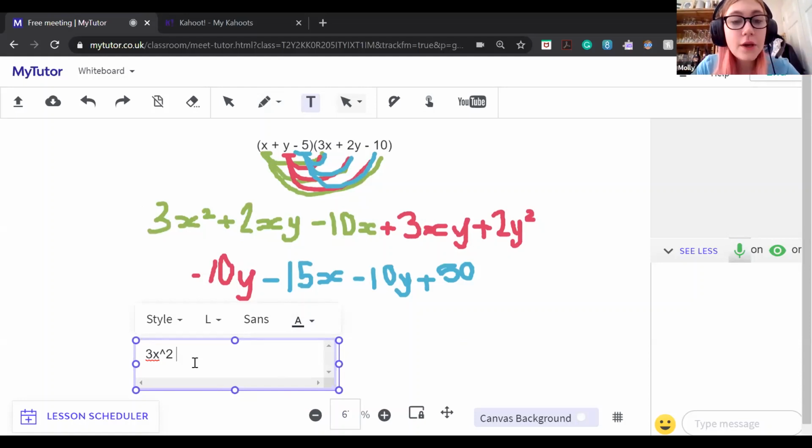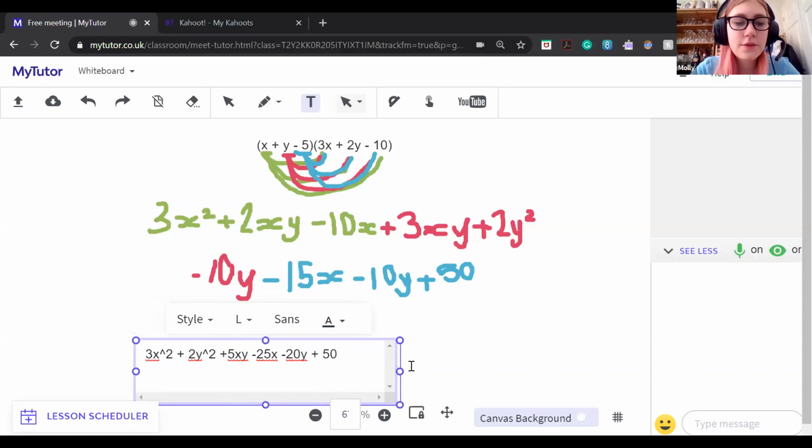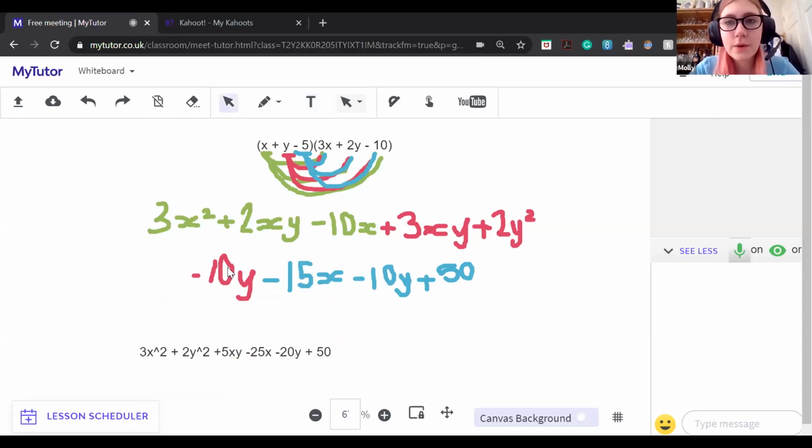So for example, 3x squared plus 2y squared. And then we've got a 2xy and a 3xy, so that's a 5xy. Then we've got a minus 10x and a minus 15x, so that's minus 25x. Then we've got two lots of minus 10y, so minus 20y. And then we've got that plus 50 on the end. So that there is the final answer to this one. Yeah, exactly. As Sijal said, it's simplifying the equation.